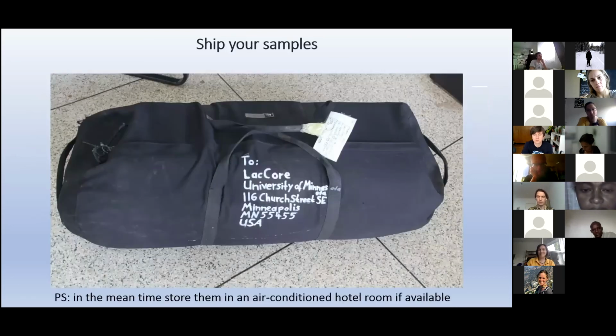So finally, when you have all these permits at hand, you can ship cores to your home institution or take them on a plane. What we did, because it takes several weeks to get permits, we stored the cores in an air-conditioned hotel room. We just cranked up the air conditioning to the maximum, because obviously it's really difficult to store cores in a fridge or so. These were 1 meter long cores in this case.